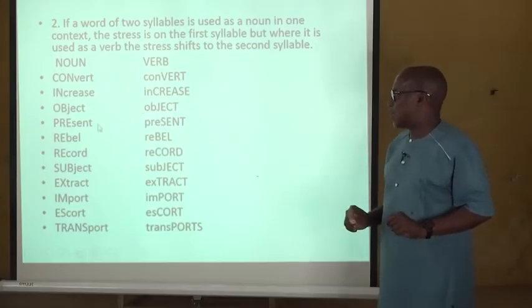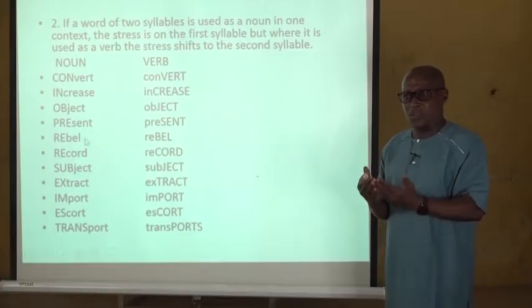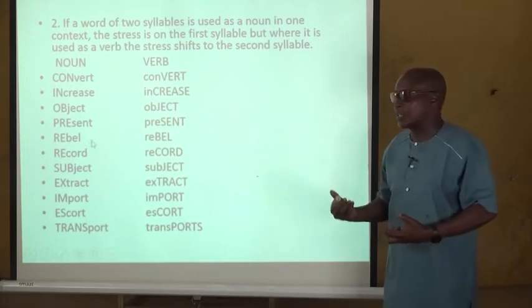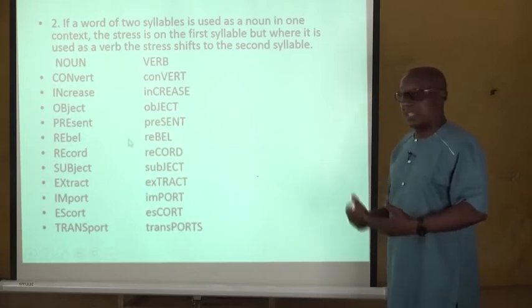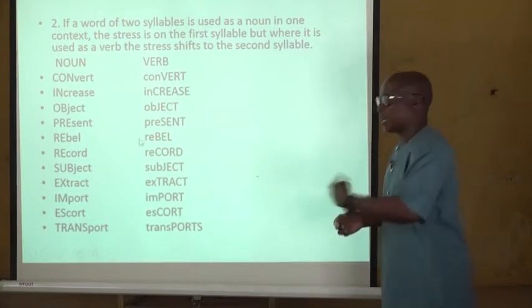Then the next one, this is present. This is a present. I give you this, take this as a present. It's a noun, but when I say present, I am asking you to give. That is the verb. Then rebel, he is a rebel. You know what a rebel is? Somebody who revolts. He is a rebel, but when I say please rebel, it shifts to the second syllable to mean that I am asking you to refuse. Please rebel against it, to refuse it.